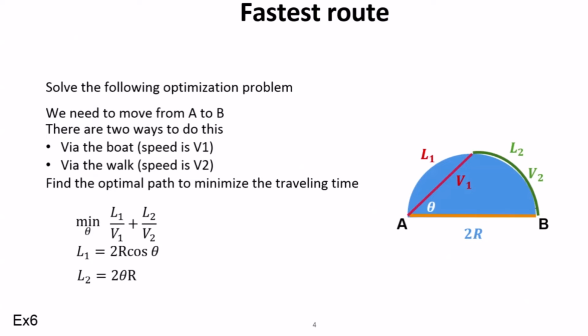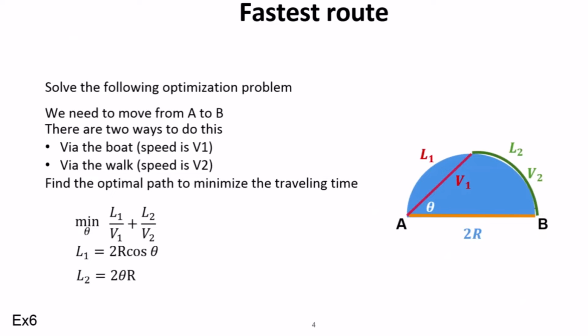This example is talking about the fastest route. Suppose we want to go from point A to point B, and this is a lake, kind of half-circle shaped. So in order to travel from A to B, we have two options.